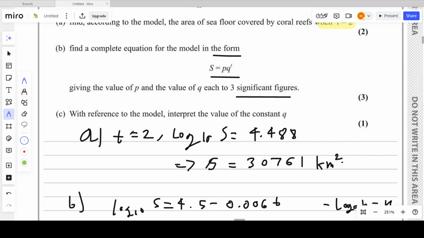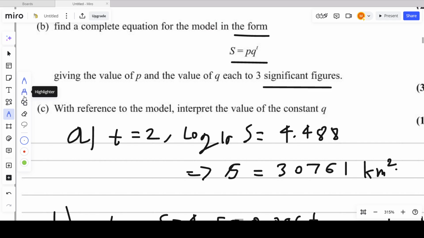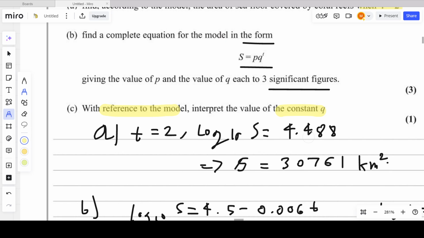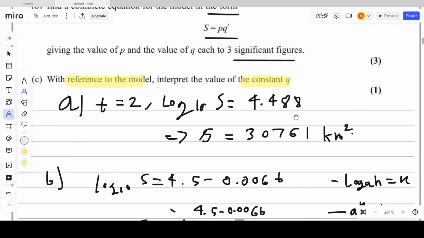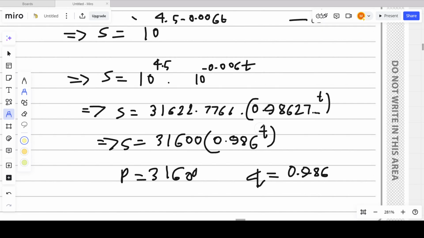Next, part C. With reference to the model, interpret the value of the constant q. What does the constant q represent in this context? We got the value for q, 0.986. What does it represent? If you see 31,600, and consider t equals 1, it is 0.986.